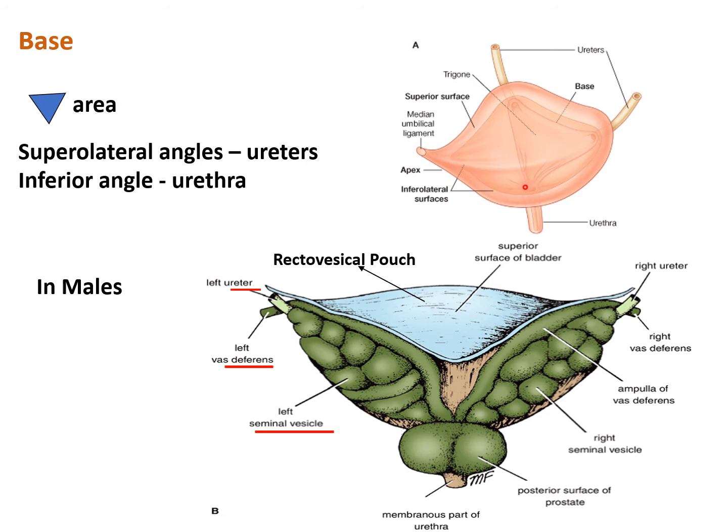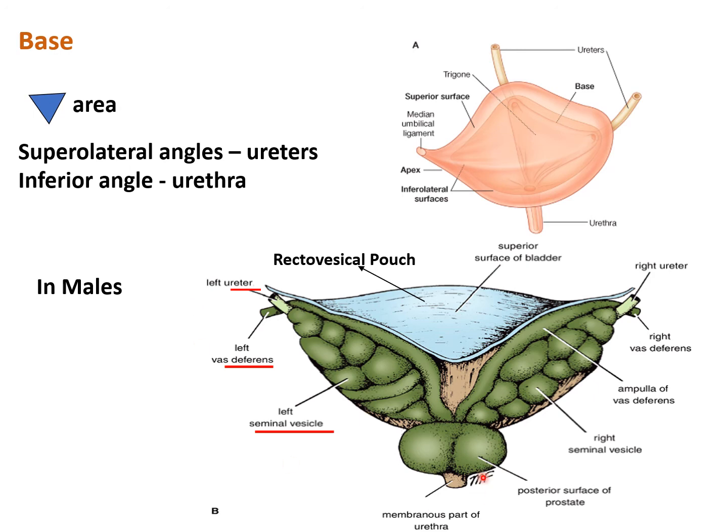Now in both sexes, that is in males as well as females, the base of the urinary bladder is separated from the rectum by organs which are part of the reproductive system, and these are the internal organs of the reproductive system.